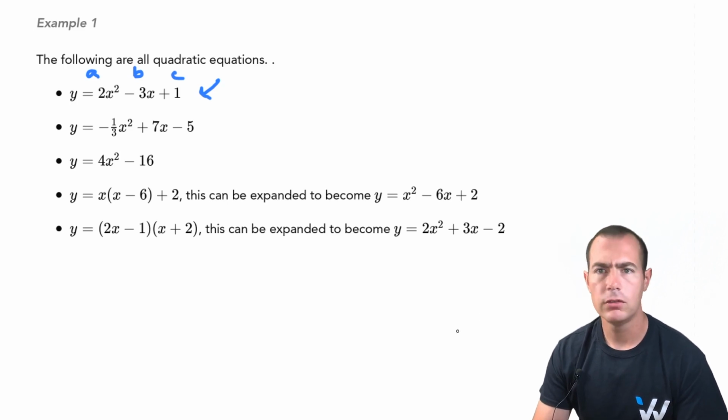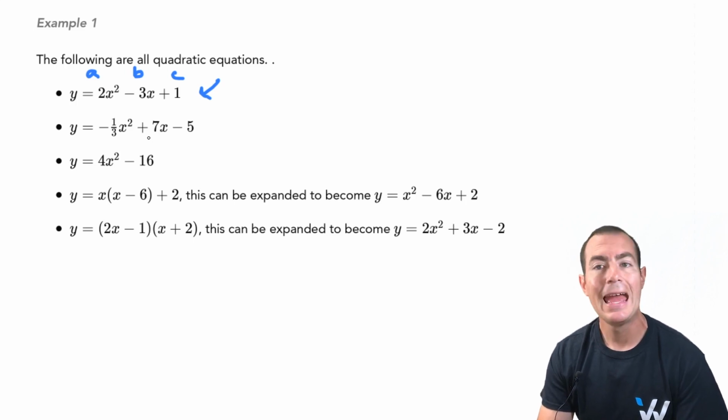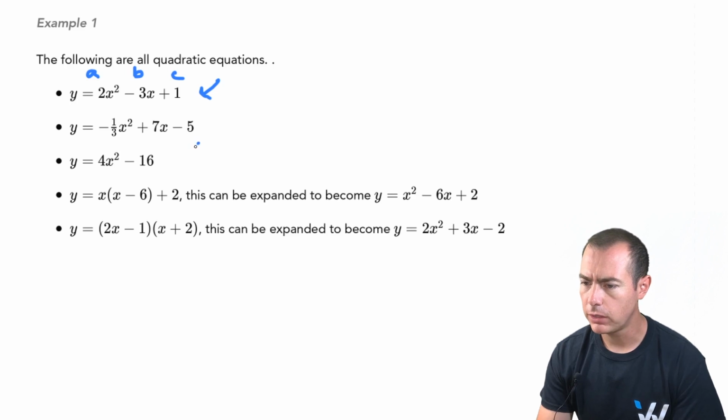Even ones that have fractions, as long as they fit the same form, then we know it is a quadratic equation. So sure enough, the second one is also quadratic. Negative 1/3 would be the value of a, plus 7 our value of b, and minus 5 the value of c. The third of these looks a little bit trickier.